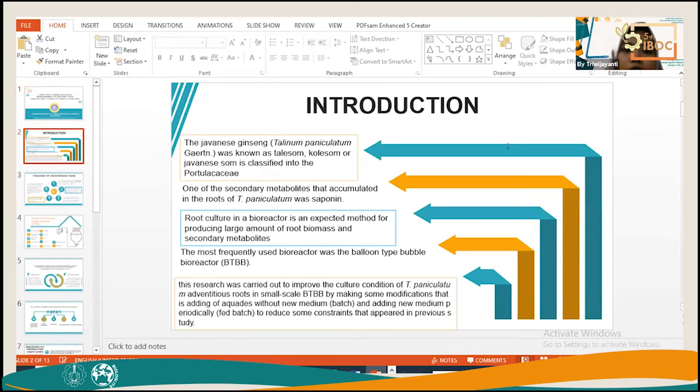This is the introduction. The Javanese ginseng, or Talinum paniculatum, is classified into the Portulacaceae. One of the secondary metabolites that accumulates in the roots of Talinum paniculatum is saponin. The roots of Talinum paniculatum are known to be effective in overcoming sexual dysfunction and irregular menstruation.